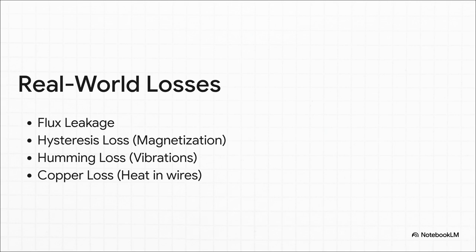But in the real world, nothing's 100% efficient. Transformers lose a little energy. Some of the magnetic field can leak out. It takes energy to keep magnetizing the core. They physically vibrate and hum, and the copper wires themselves get hot. Still, they're incredibly efficient, often over 99%.